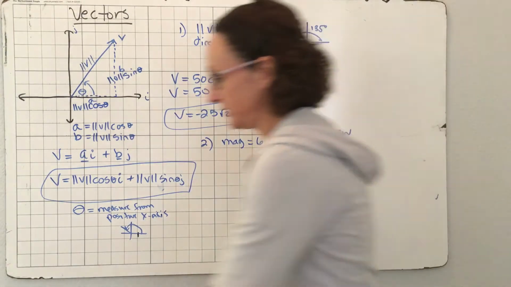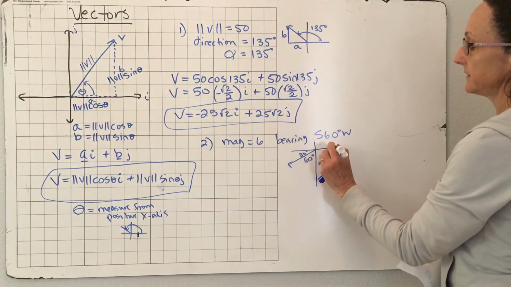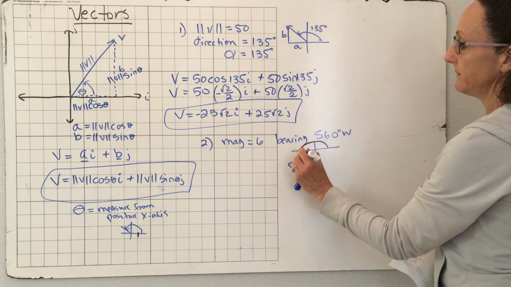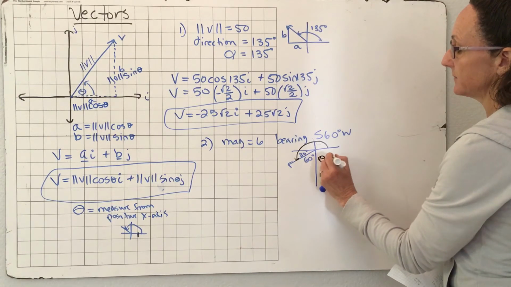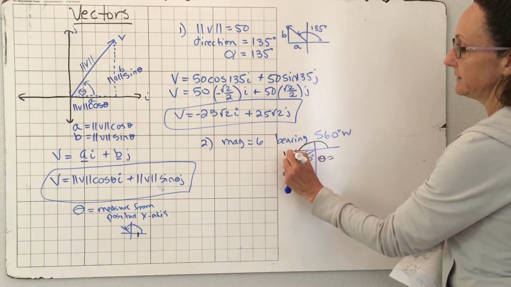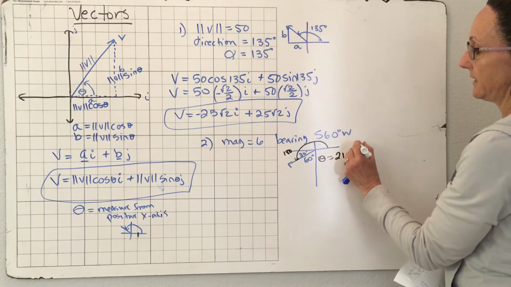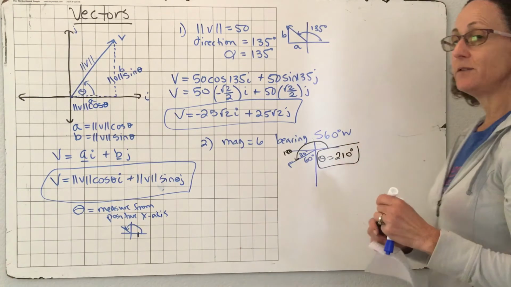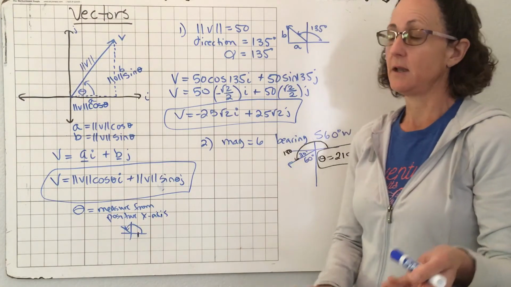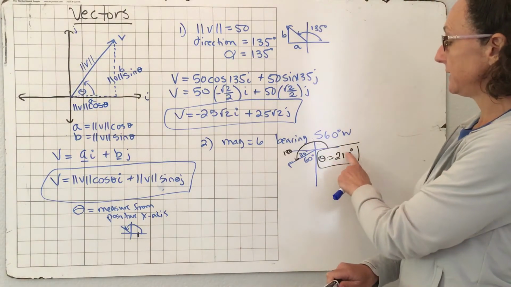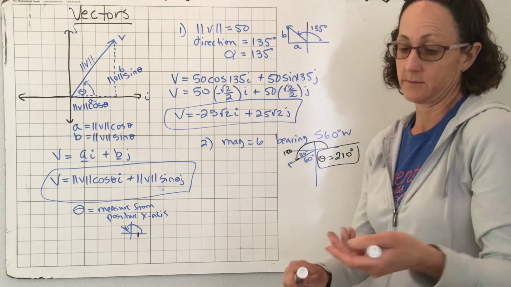The direction, this is really important, is measured from the positive x-axis all the way around till you get to the vector, okay? So the theta in this problem is 180 to here, plus another 30, so it's 210, okay? So if I give you a bearing, you have to adjust it to become a direction. So 210 degrees is a quadrant 3 vector, which represents south 60 west.